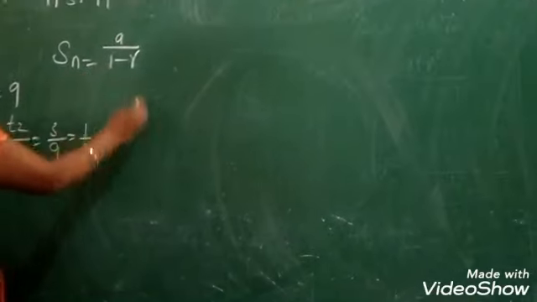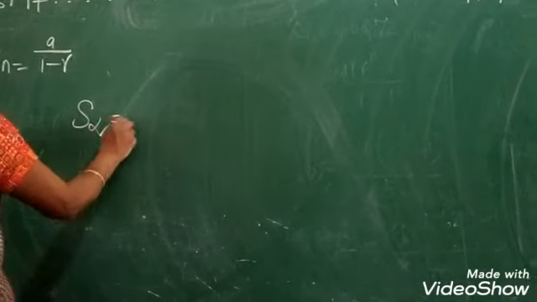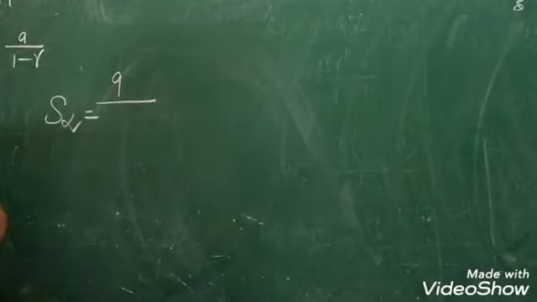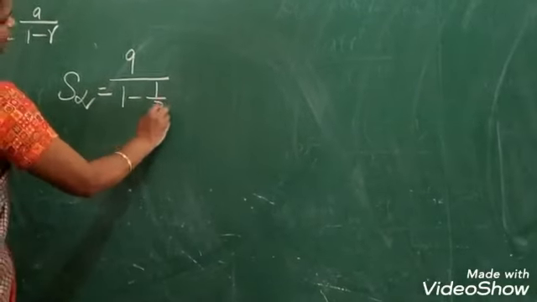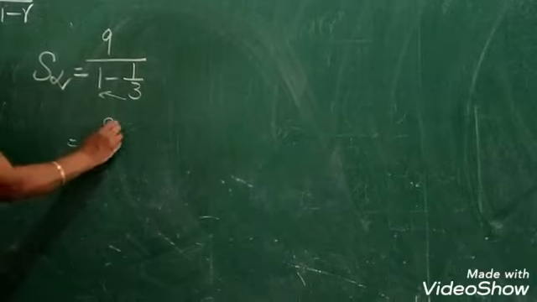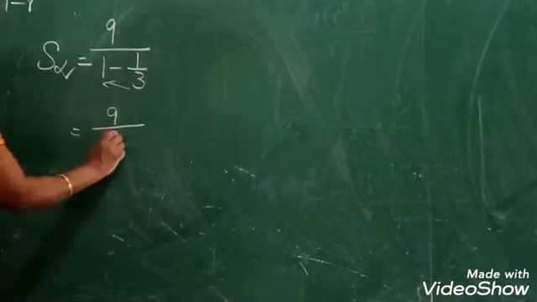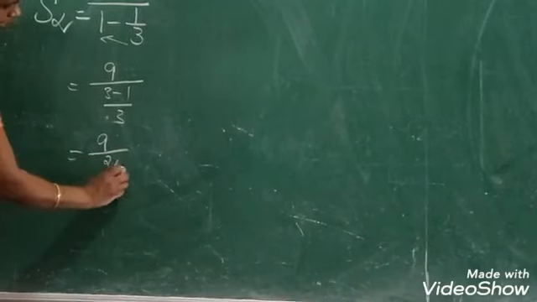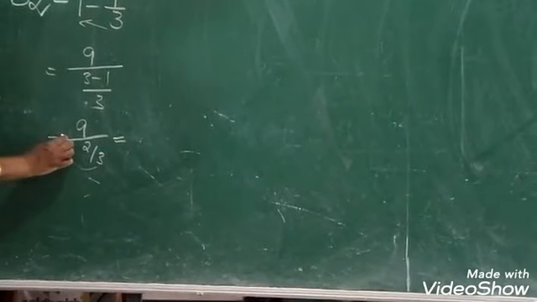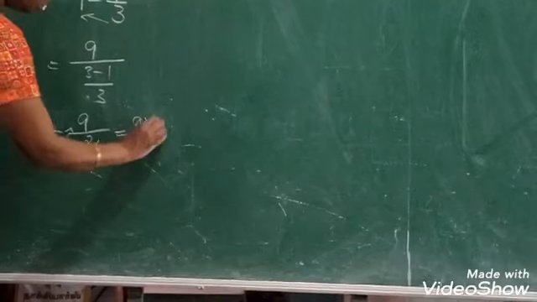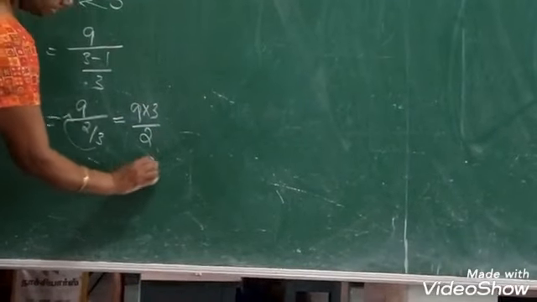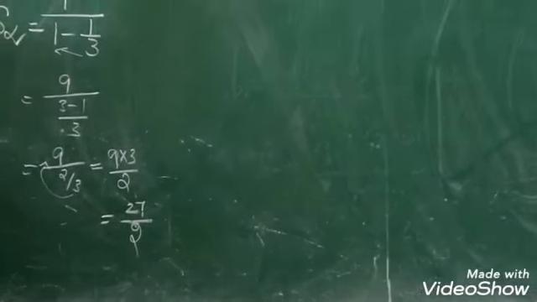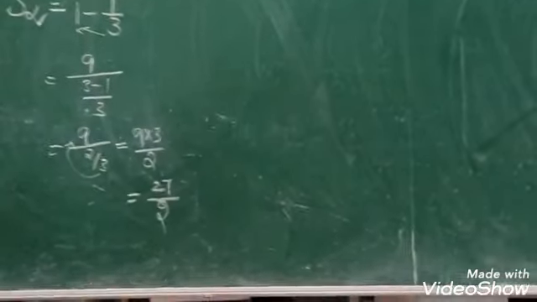Now R is 1 by 3. Now using this formula, they are asking S infinity. S infinity is equal to A. What is the value of A here? Yes, 9, and R is the value 1 by 3. Okay, now we have to simplify 9 divided by 1 minus 1 by 3, which is 9 divided by 3 minus 1 divided by 3. That is the answer for the first one.